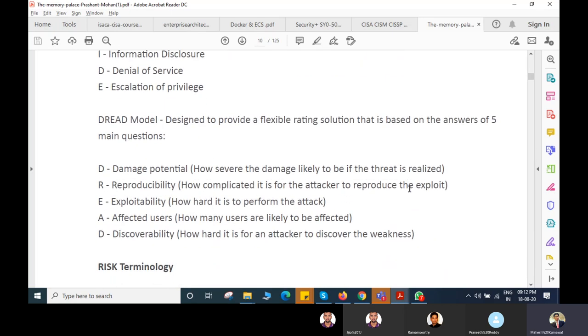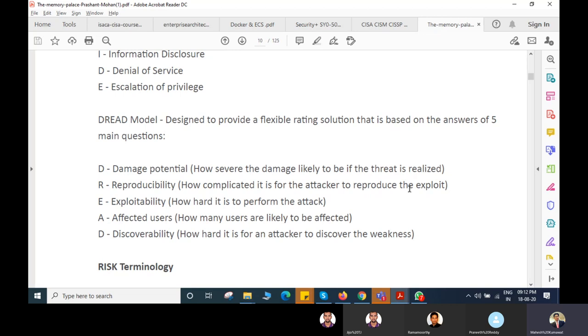We have the DREAD model. The DREAD model is designed to provide a flexible rating solution that is based on the answers to questions. Damage potential: how severe the damage is likely to be if the threat is realized. This question is asked to yourself: if the damage happens, then what is realized?